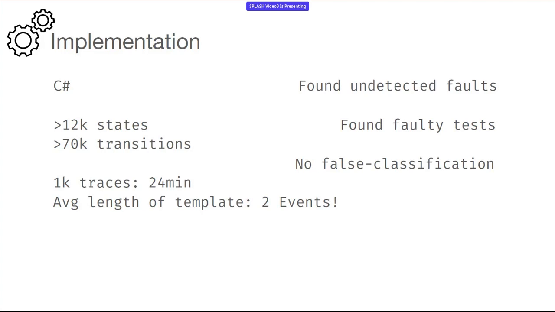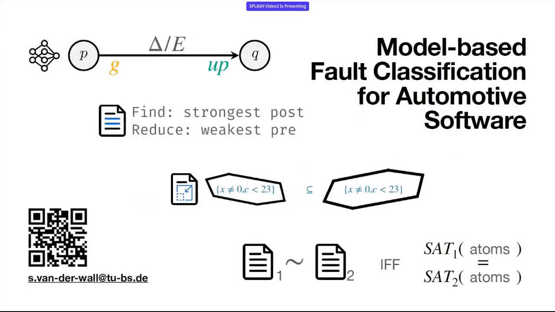Which is good when you're thinking about automotive software, right? You would not want to have a car where 2 faults have been classified as 1 and only 1 has been fixed. Okay, so with that, we are done. We did a formal model, we did localization, explanation, and finally classification.